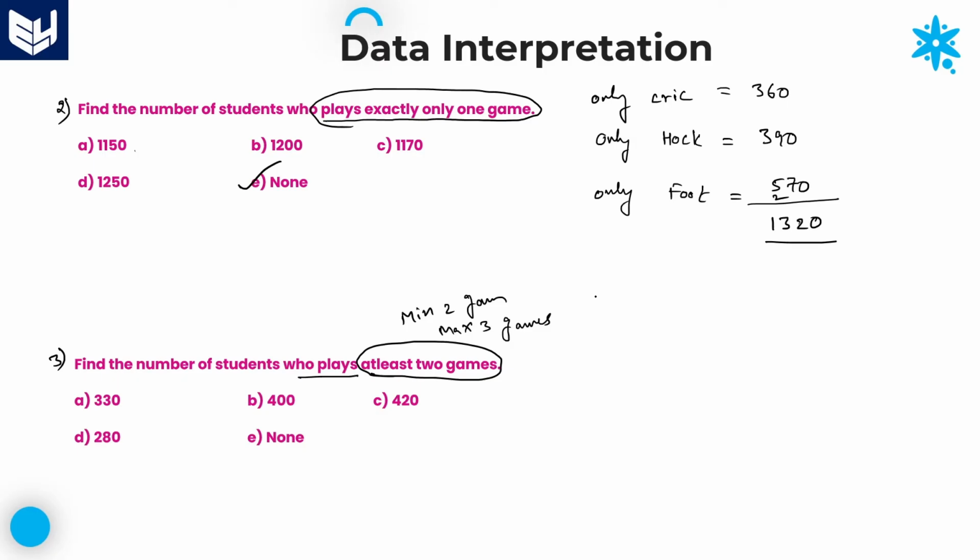So first, minimum 2 games. Minimum 2 games means the combination of cricket and hockey. That is the first combination. Second combination, hockey and football. And third combination, football and cricket. These are the combinations of 2 games. Now you also take the combination of all 3 games: cricket, hockey and football. Now you just write down all the values.